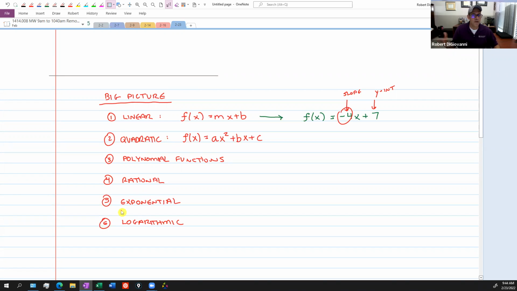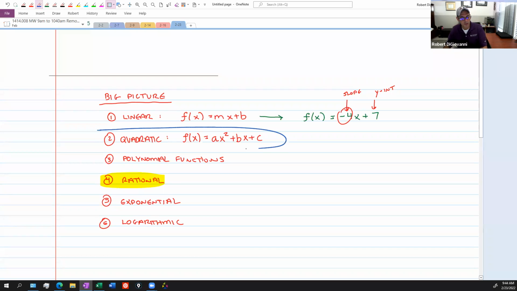The reason we study different functions is because in the real world, certain things behave certain ways. Some things are linear, like they just go in a straight line. Some things are quadratic, some polynomial, some rational, some exponential, some logarithmic. And so we need to understand these. The hardest of all of these, in my opinion, is rational. These are very complicated, all right? There's a lot going on here, but we'll get to that later.